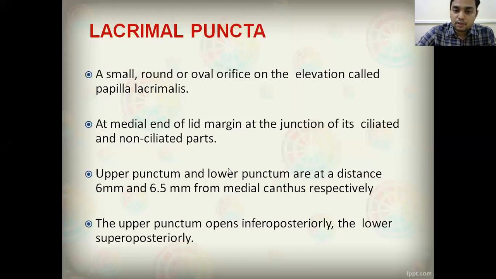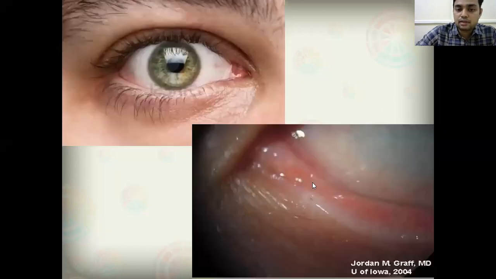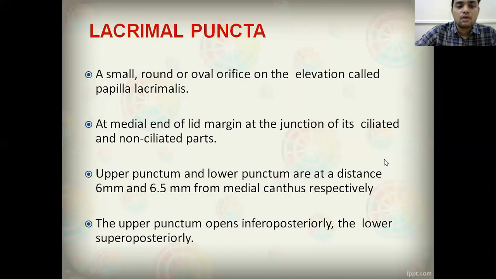So the upper punctum and lower punctum are at a distance of 6 mm and 6.5 mm from the medial canthus. This is the medial canthus. From here, the lower punctum is around 6.5 mm and the upper punctum is around 6 mm. The upper punctum opens infero-posteriorly and the lower punctum opens supero-posteriorly.